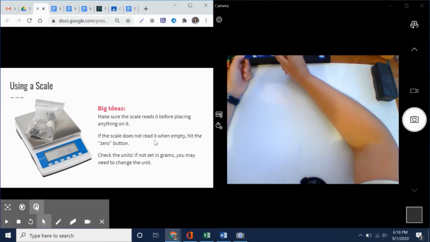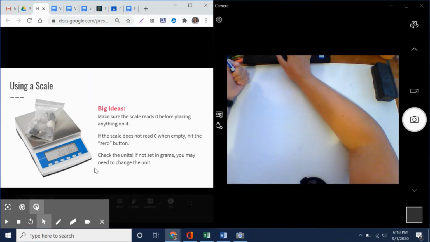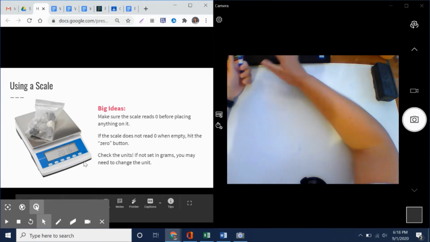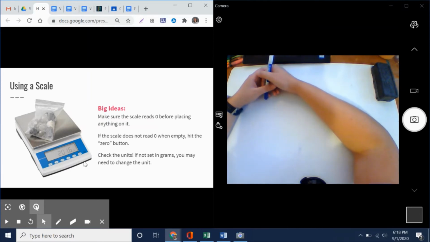All right, now, next, we have a scale, and this is pretty straightforward, but there are some things I want you to take into account. So our scales are just going to give us the measurements right on the digital screen. Now, we have to be careful, though. The scale should read 0 before anything's placed on it. So if it's an empty scale, it should read 0.